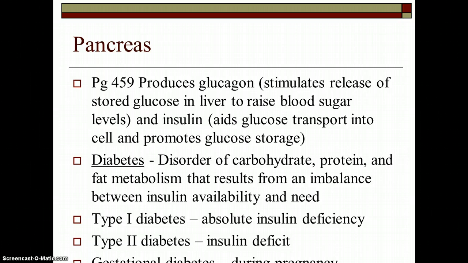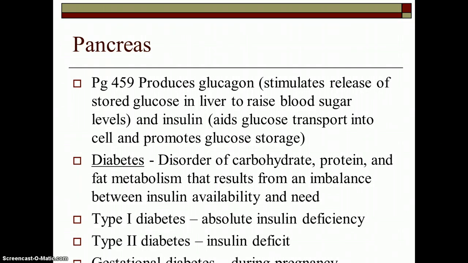The main disorder that we look at when we're talking about the pancreas then is diabetes. So diabetes is a disorder of carbohydrate, protein, and fat metabolism that's going to result from an imbalance between our insulin availability and the amount that we need to be used. We have different types of diabetes. So type 1 is where we don't have any insulin. We have a complete deficiency of it. The pancreas doesn't make it.